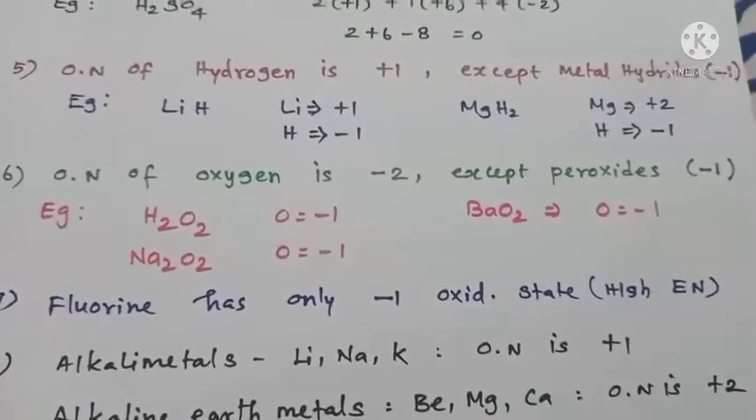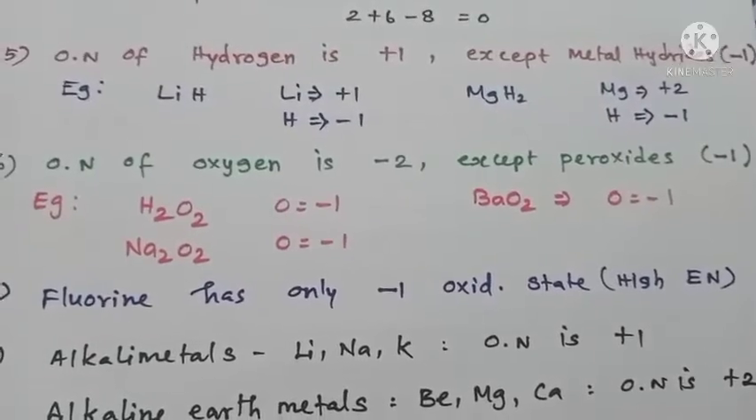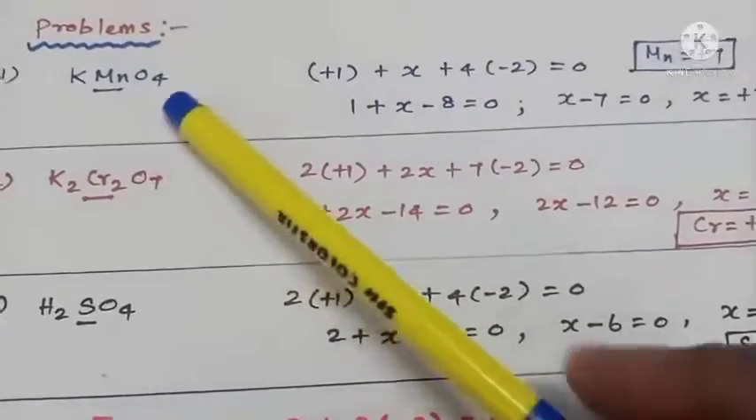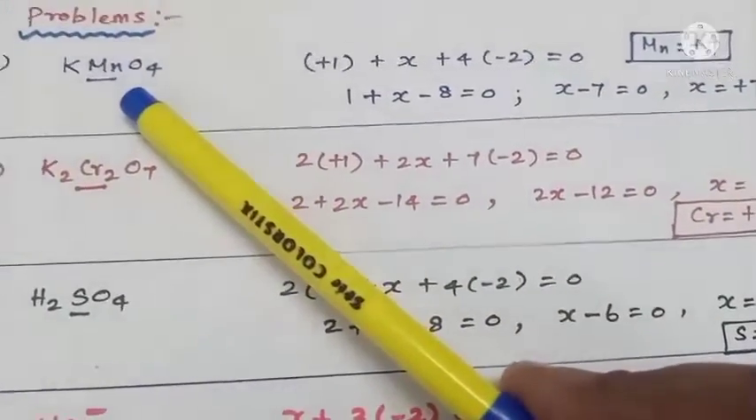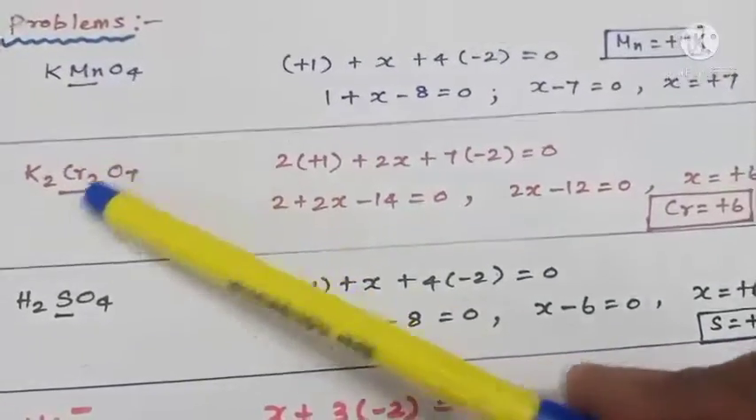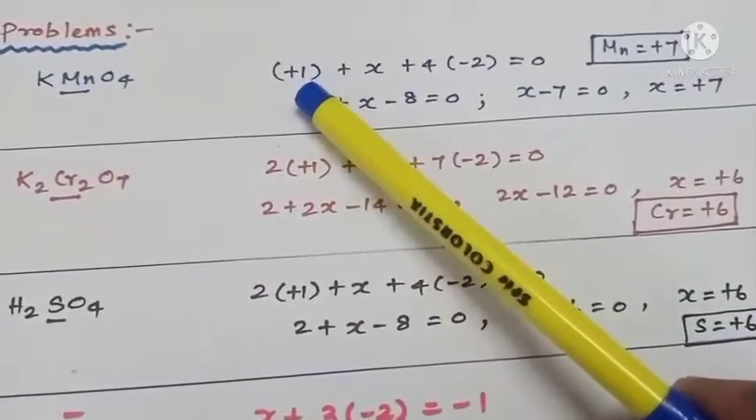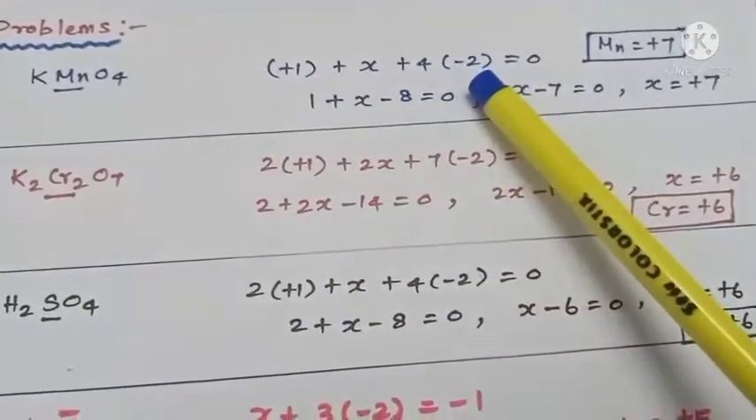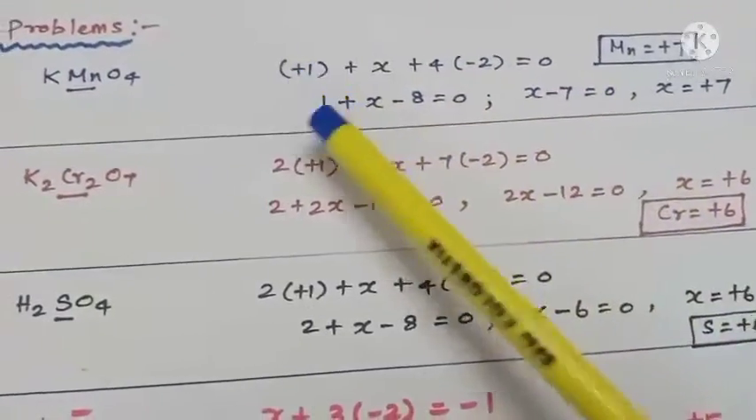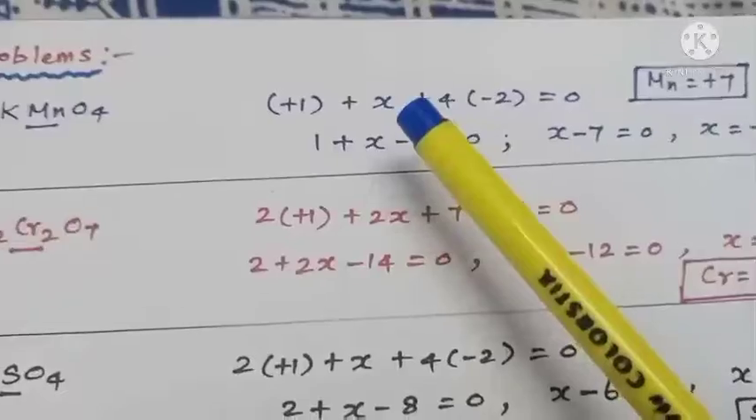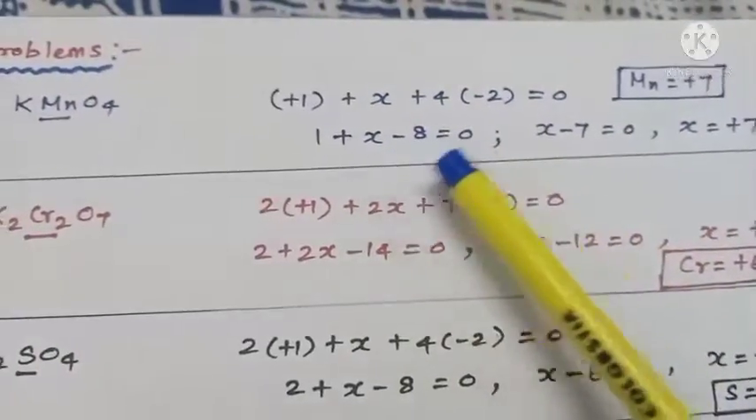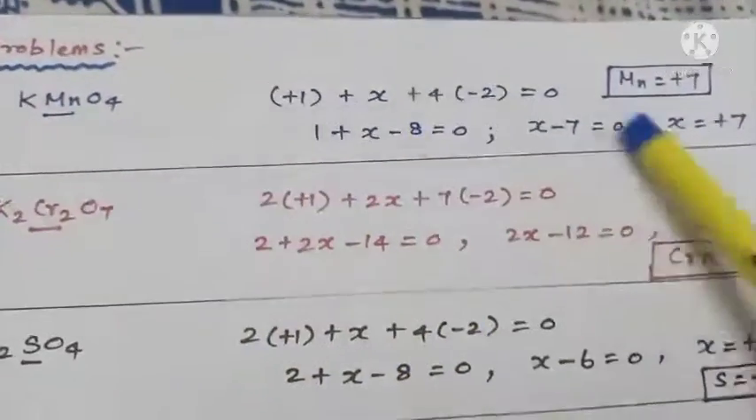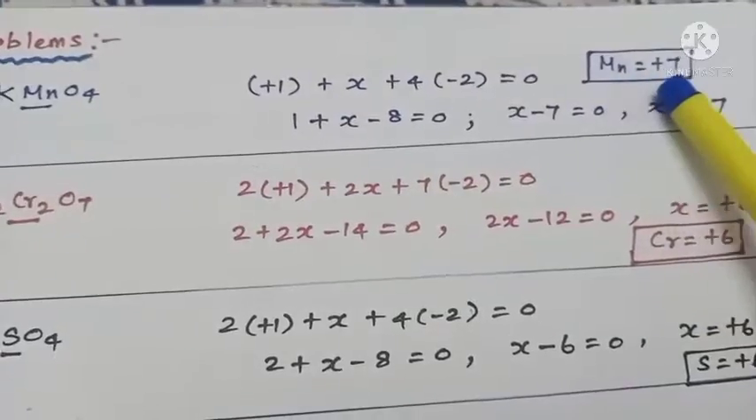Let us see some examples of how to find the oxidation number of an atom. Now let us see the calculation of oxidation number of certain atoms. Question number 1, KMnO4, potassium permanganate. Here you have to calculate the oxidation number of manganese. Potassium oxidation number is +1, plus X, the oxidation number of manganese, plus 4 oxygens into the oxidation number of oxygen -2, is equal to 0. Here we use the rule that the summation of oxidation numbers of all the atoms in a neutral molecule is equal to 0. So you get X - 7 = 0, X = +7. Therefore in KMnO4 the oxidation number of manganese is +7.